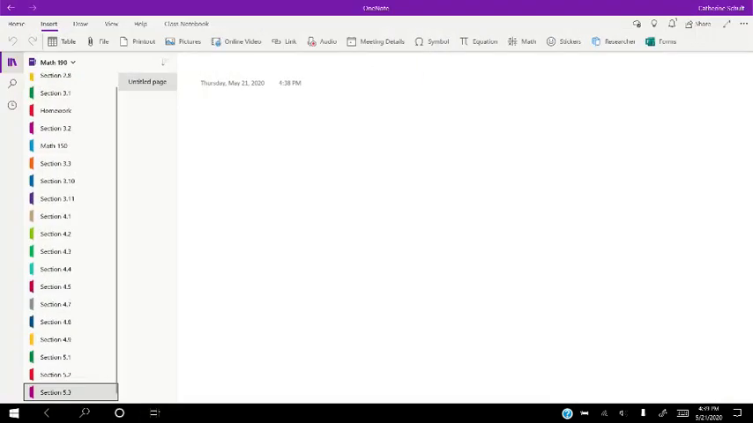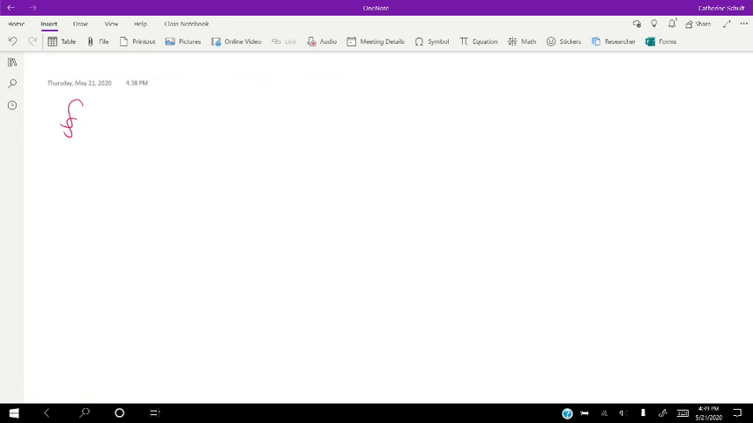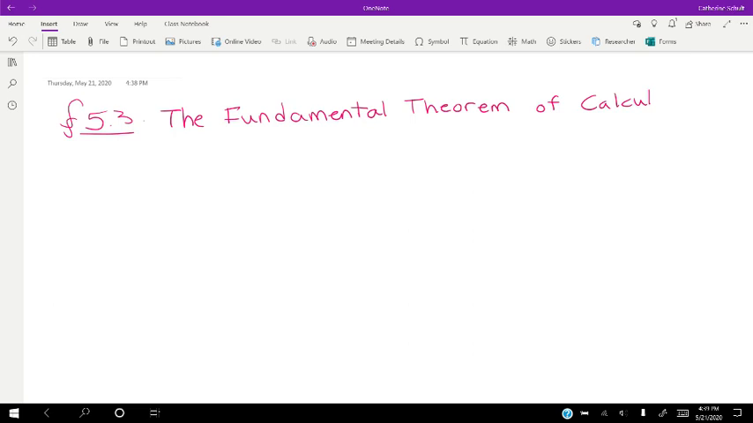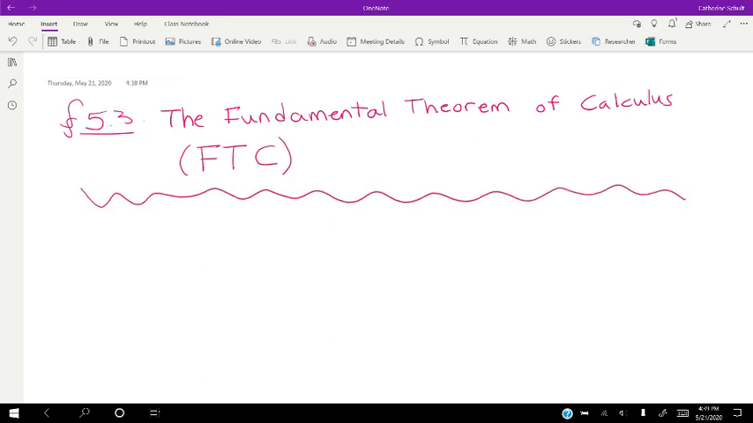All right, welcome to section 5.3. We're going to be doing something called the fundamental theorem of calculus. And it's kind of a long thing to write, so I'm just going to be writing FTC for short. The fundamental theorem of calculus. Okay, and it's called the fundamental theorem of calculus because it links the two branches of calculus together.